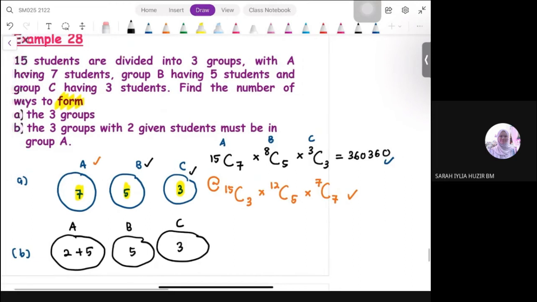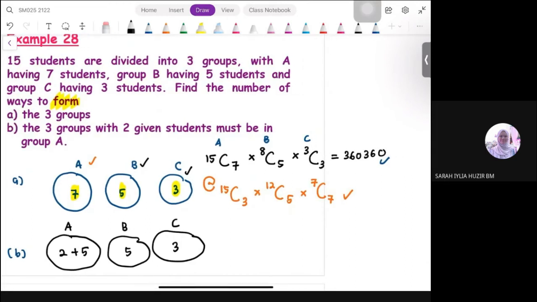Okay, how do we do this? Alright, so we have to choose first the particular student, the two given student. Kita mula dengan dia dulu. Okay, untuk group A, ada dua orang, mesti masuk group A. So, 2C2 for group A. Alright, now we left with another 13 student. Kan, kita dah pilih dua, tinggal 13 lah. Alright, those remaining 13, we can divide into these three group.